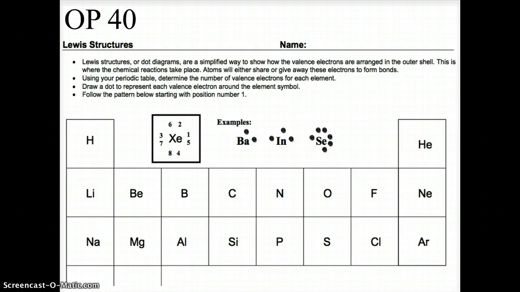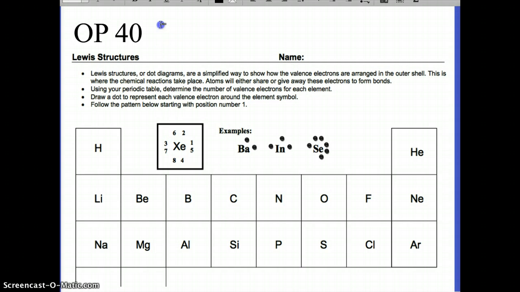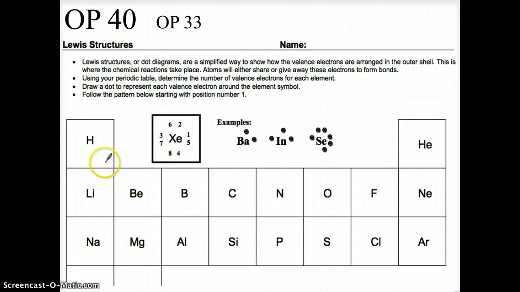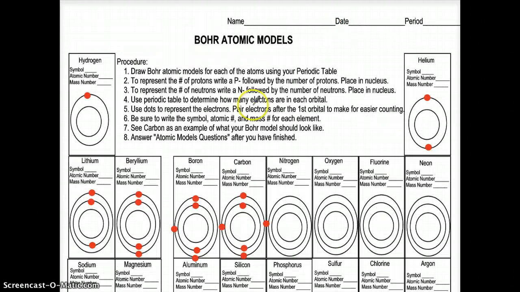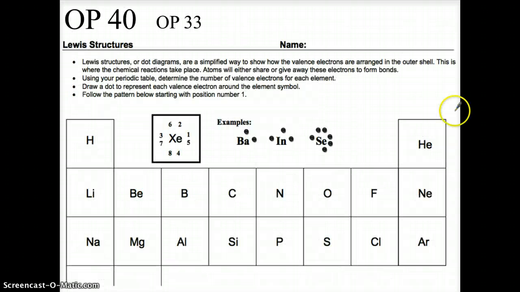So here is the page that you're going to complete today. It will be on OP 33 if you're in Mrs. Brown's class, OP 40 if you're in Mrs. Bogenreit's class. So if we refer to the two papers that you guys did, there's hydrogen here, or there's also hydrogen here. You'll notice that since hydrogen only has one electron, that means it only has one valence electron. So how we would draw it on OP 40 or OP 33 is one valence electron, hydrogen, gets one dot.